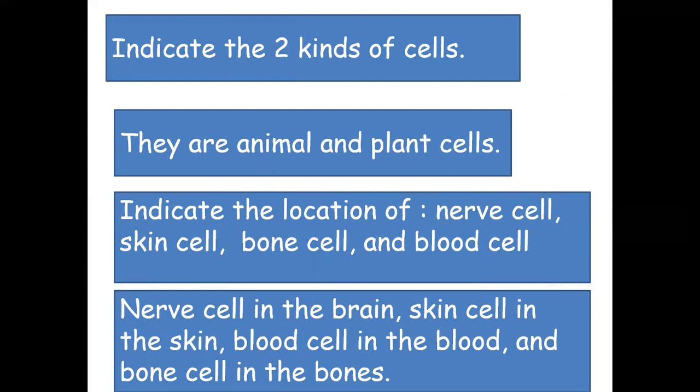So, these cells are different kinds of cells that are found in the body of an organism, but they have different functions and different locations. The nerve cell is located in the brain, the skin cell is located in the skin, the blood cell is located in the blood, and bone cell is located in the bones.